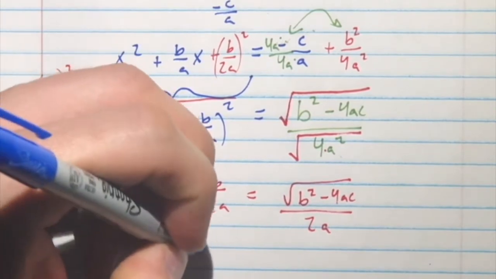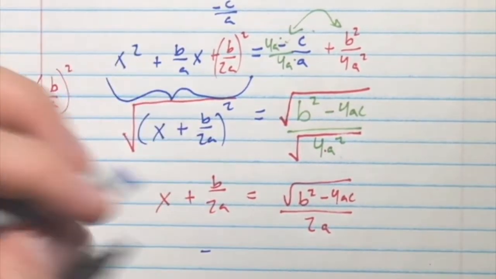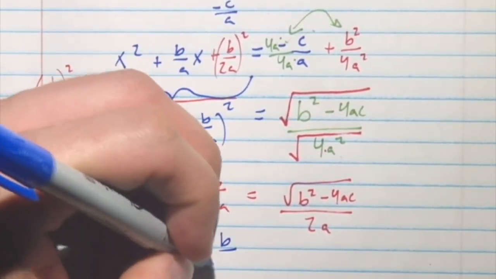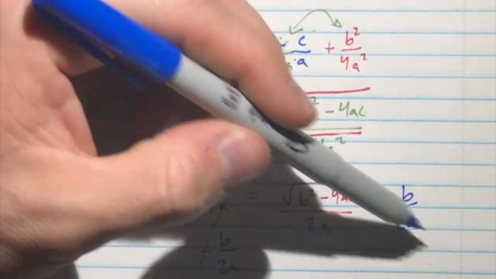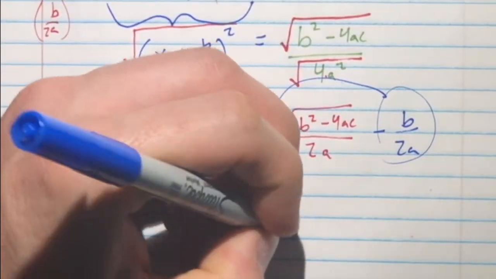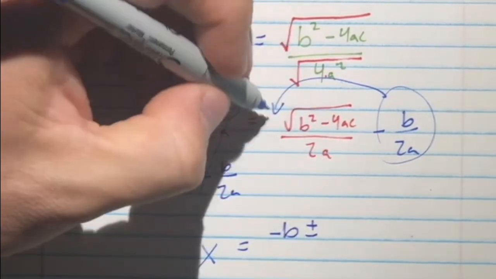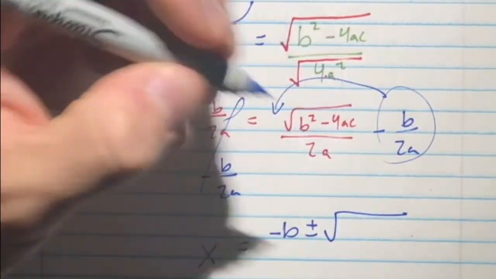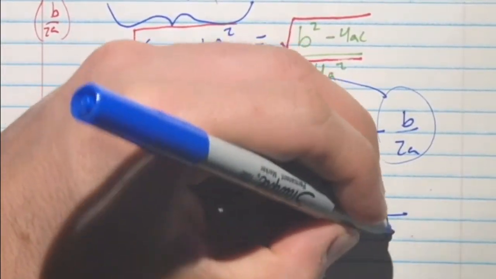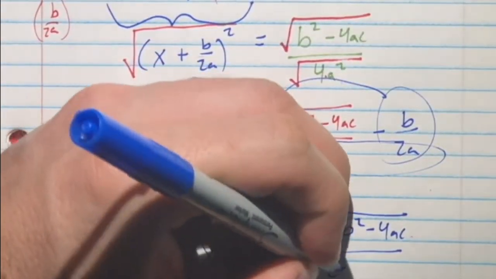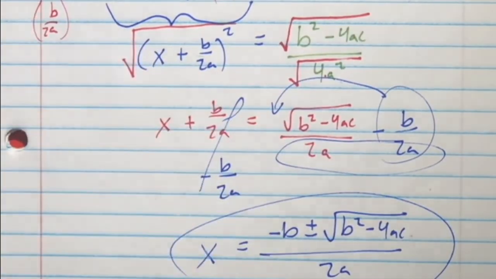Last step when solving would be to get rid of this b over 2a, so I'm going to subtract b over 2a. They have a common denominator. This is going to come to the front side, which is going to give us the opposite of b, and then we have two possible answers because of the square root, b squared minus 4ac, and they have the common denominator, so we can keep that 2a on the bottom. And there's the formula.